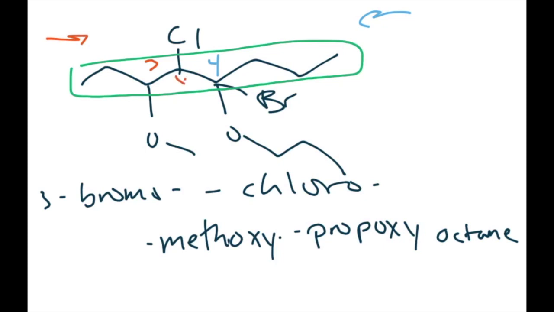Let's get all these. 4, 5, 3. Oops. 4. And then... No, try again. He's good at this, he swears. 5 bromo. There we go. 4 chloro. 3 methoxy. 5 propoxy. Reasonable?